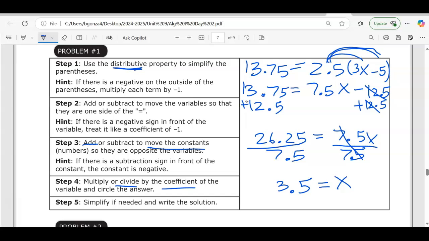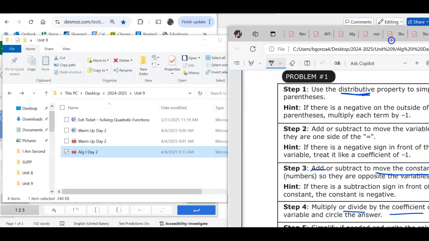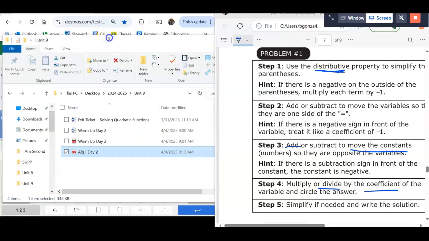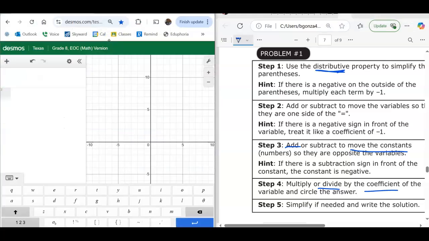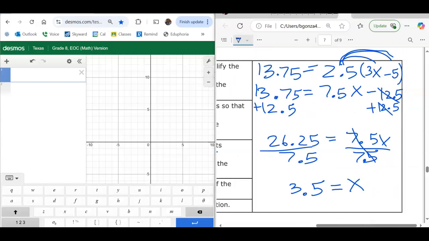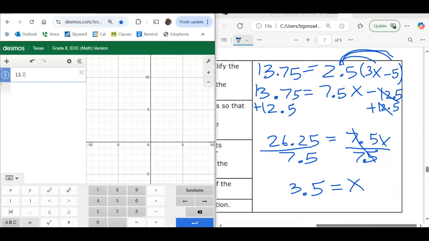Now, that's how you do it by hand. Do y'all like doing all these steps? Maybe you do, maybe you don't. But either way, I've said it, and I'm going to say it again. Check yourself with Desmos. So how do I do that, Mr. G? Well, I type it in, 13.75 equals 2.5 parentheses 3x minus 5. Now, if you type it in the exact way you see it, it's not going to work. What two things do I need to change?